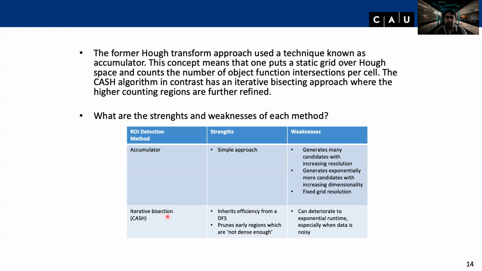Then we have this iterative bisection approach, as we call it, from the CACHE algorithm. It inherits the efficiency from a depth-first search. It prunes early the regions which are not dense enough, as you've seen in the previous figure. However, and this is one of the huge weaknesses, it can deteriorate to exponential runtime, especially when data is noisy. What does it mean?